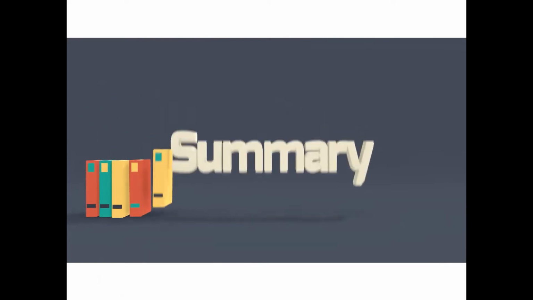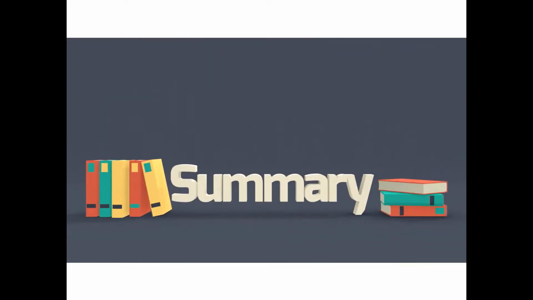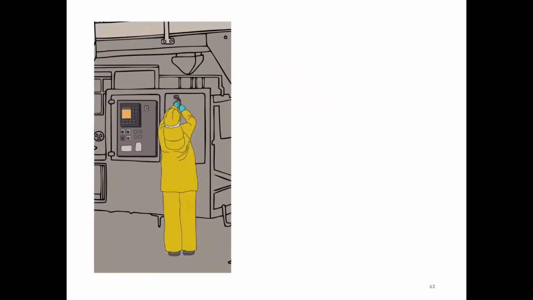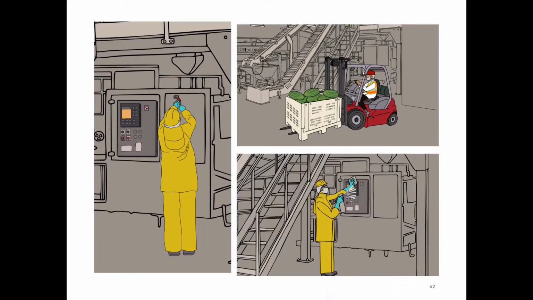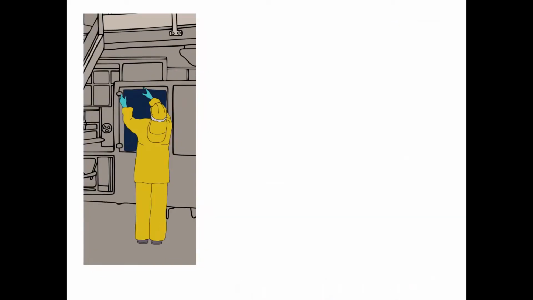Summary. Let's summarize what we discussed in this first step. First, we proceed to lock the power using a padlock. Then we remove the product from the area so that it does not become contaminated. Then we clean and disinfect the control panels. We continue to cover the control panels so they don't become contaminated again after they have been cleaned and sanitized.